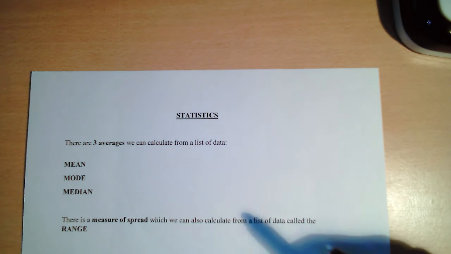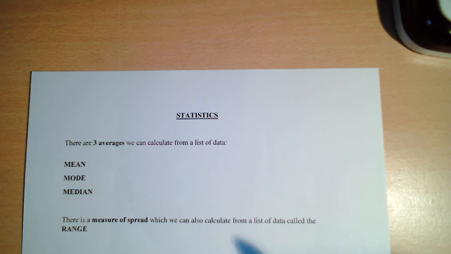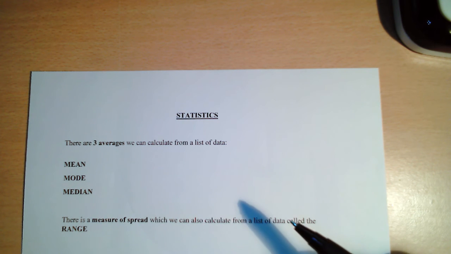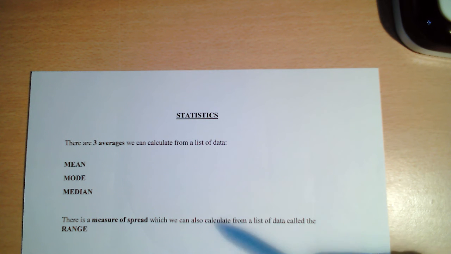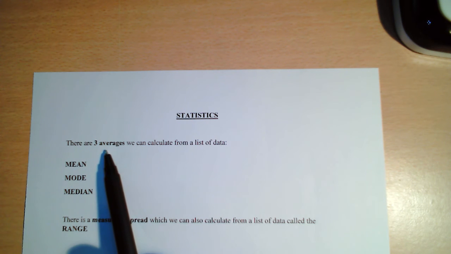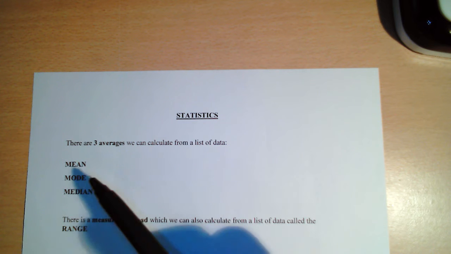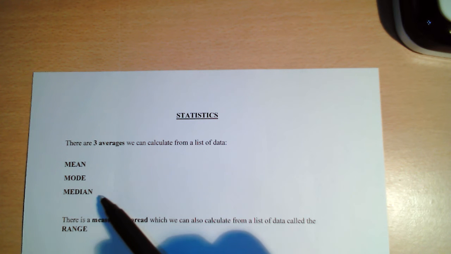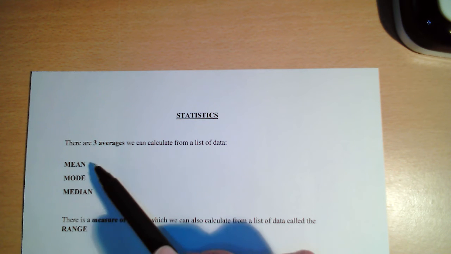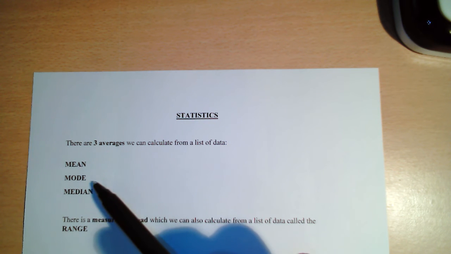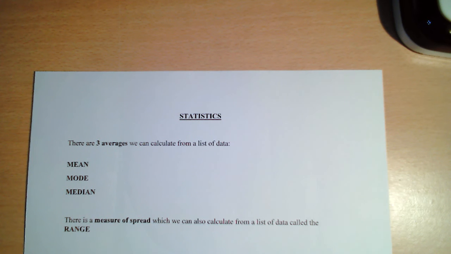We're starting a new topic on statistics, and that involves looking at a list of data, in other words, a list of numbers. There are three averages you can find from any list of data, and those are the mean, the mode, and the median. So try and learn those now. Those are the three types of averages.